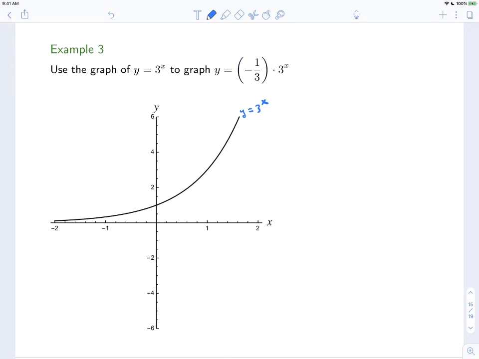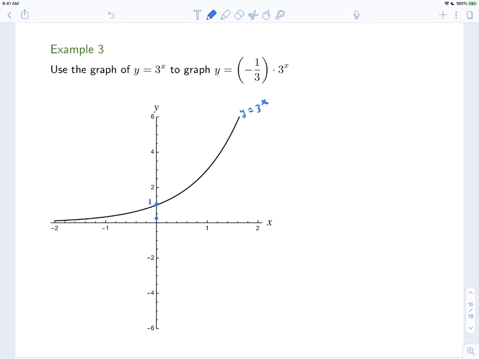If you're multiplying by 1/3, that means you divide all the values by 3. So in particular, if you start with this y-intercept, which is when y is equal to 1, that's going to become 1/3, which is about here.